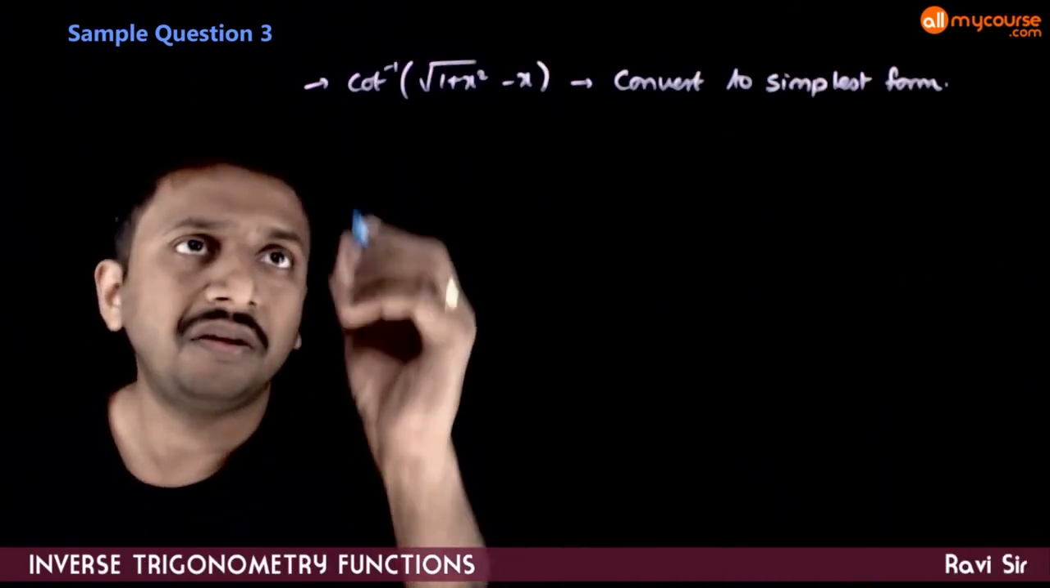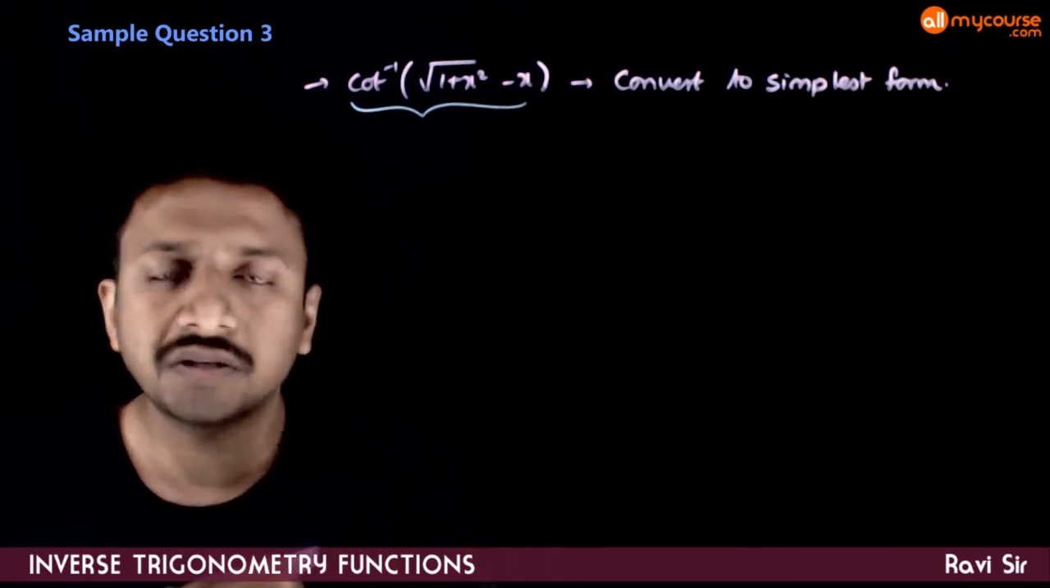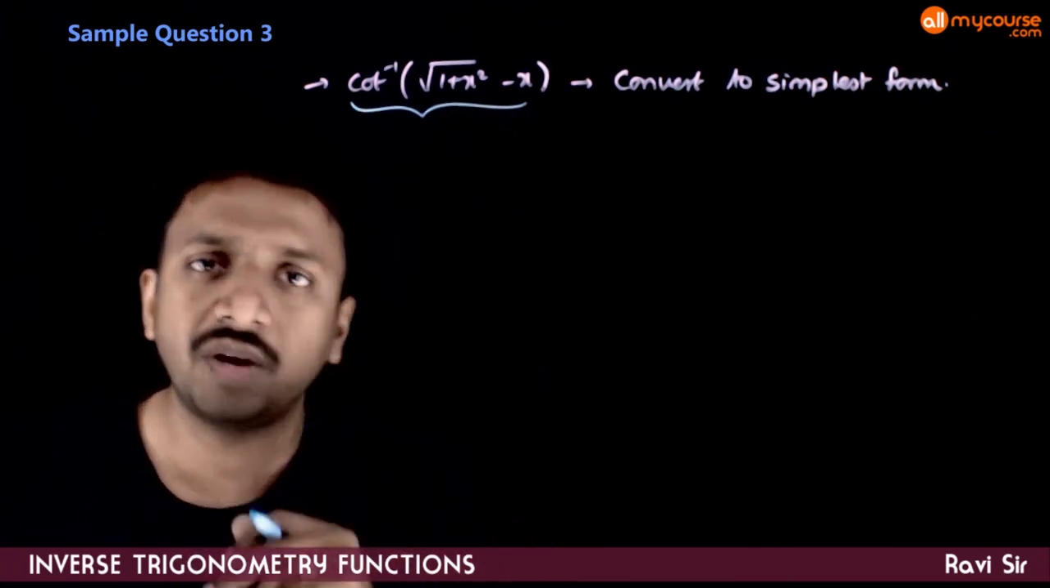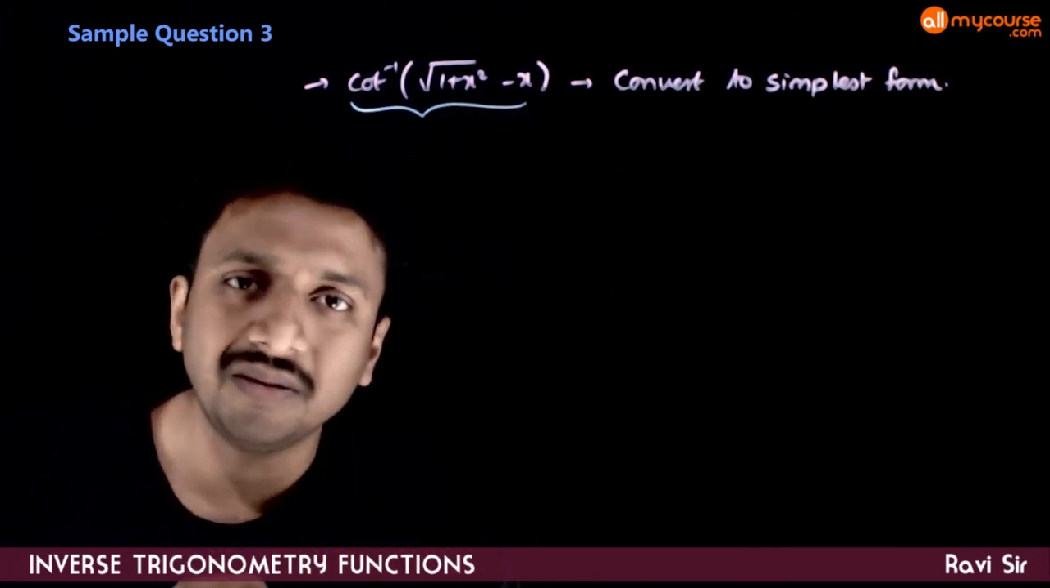In this question, you are asked to convert cot inverse of root of 1 plus x square minus x into simplest form.